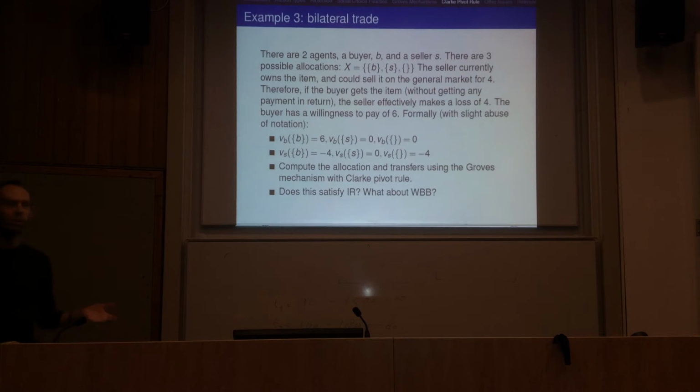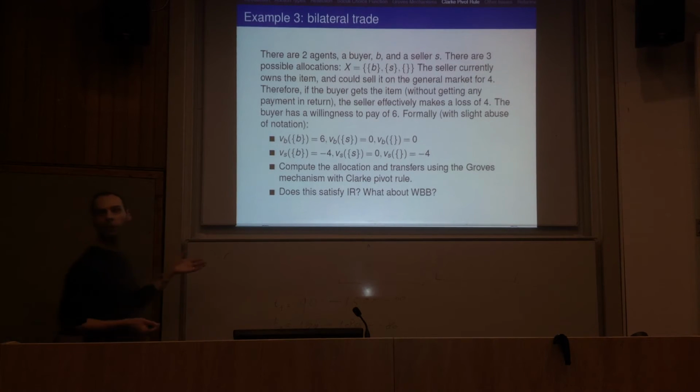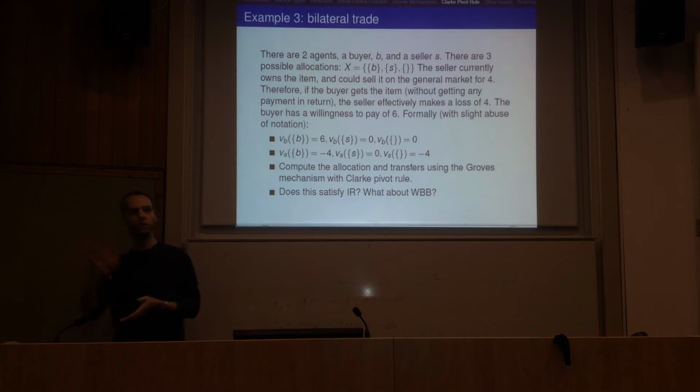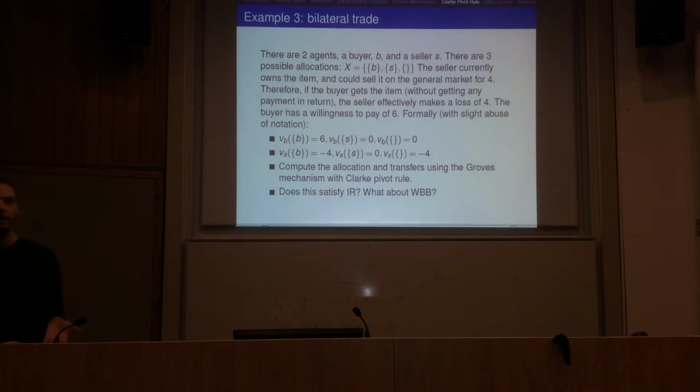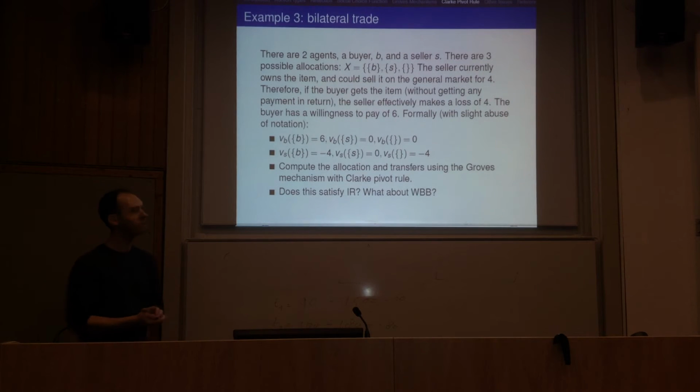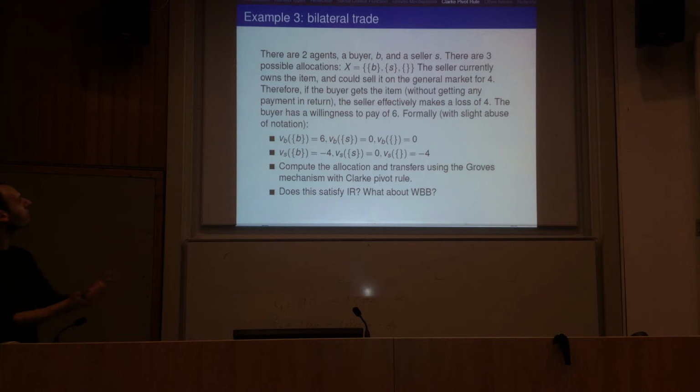In all the problems we've looked at so far, everyone's a buyer. But we can also look at systems where we have buyers and sellers. The sellers are kind of reverse, right? They're getting rid of an item. They already have the item and they're getting rid of it. So the seller could sell it on a different market for 4, so he needs to get at least 4 to break even.